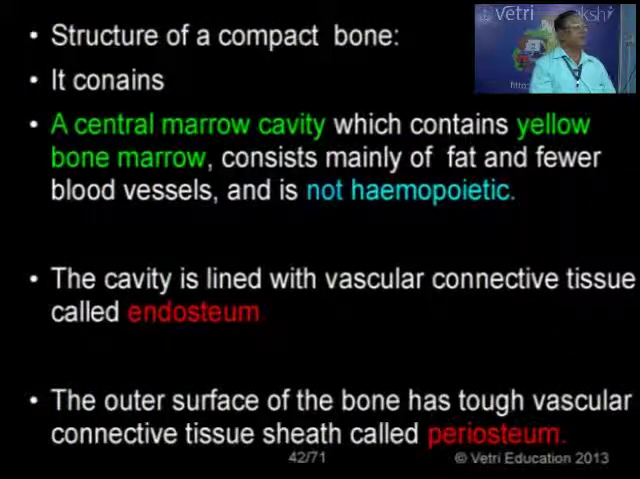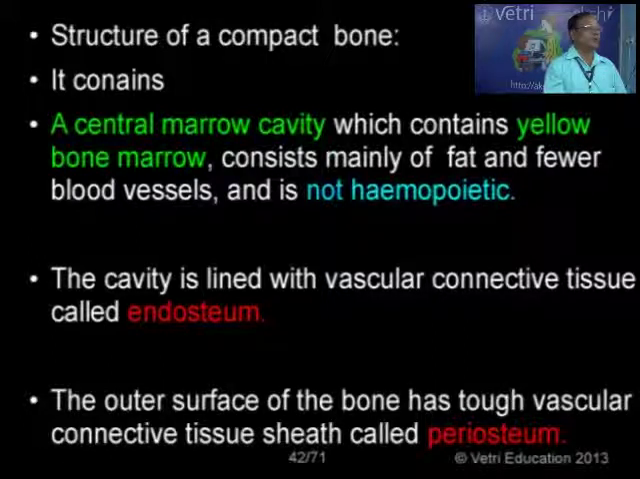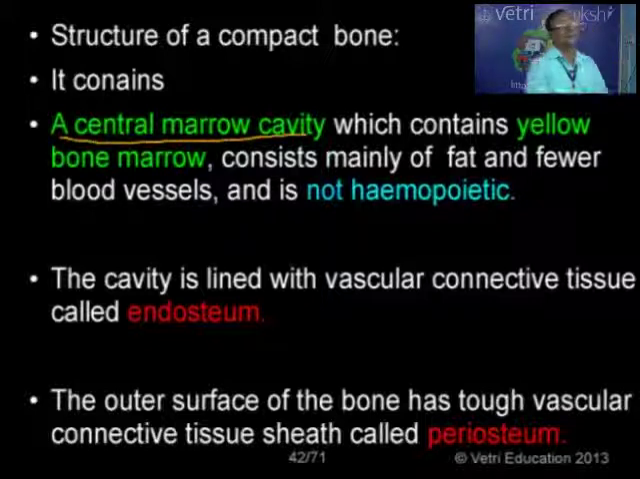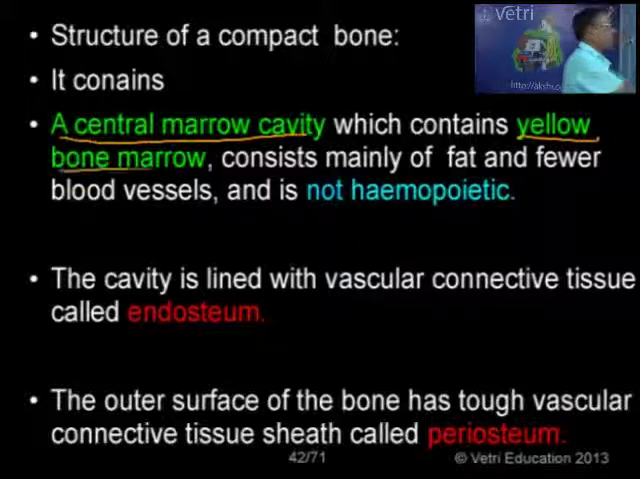Now, the structure of a compact bone, which I described earlier. Let's go further into the more detailed nature of the bone. Normally each bone contains a central marrow cavity, the medullary cavity I mentioned, and that contains yellow bone marrow. So why is it yellow? Because it contains a large amount of fat, the fatty cells that we call adipocytes.